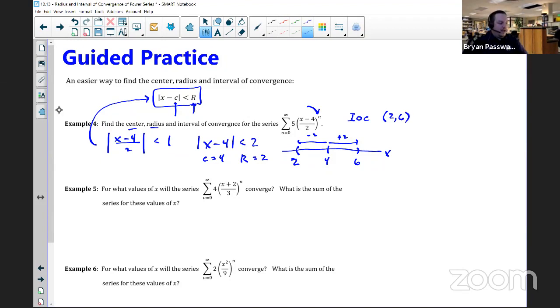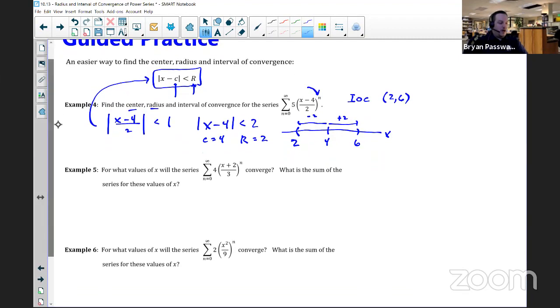So let's try another example here. We can take it even one step further. For what values of x will this series converge? And on top of that, what is the sum of the series for all those values of x? First of all, when it says, for what values of x will the series converge, that's just another way of asking for the interval of convergence. So how do we find it? The same way we just did.